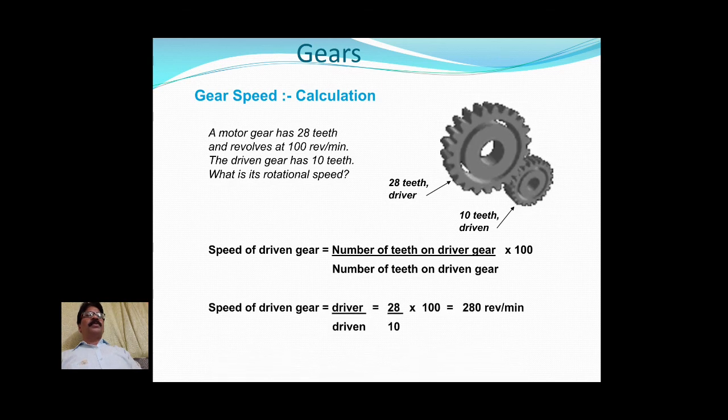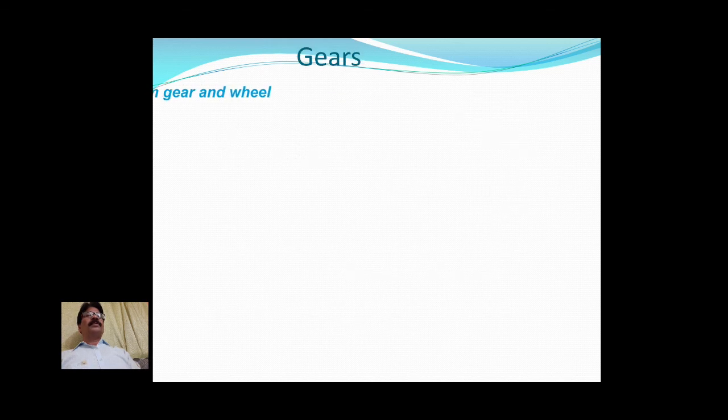So we will get the speed of the driven gear. Here the speed of the driven gear will be the number of teeth of driver divided by the number of teeth of driven, that is 28 upon 10 multiplied by 100, the speed of the motor gear. The driven gear speed will be equal to 280 revolutions per minute, rpm. In your examination, the number of gears may be increased. We have to find out the gear ratio of all. Before that, we see some other types of gears.